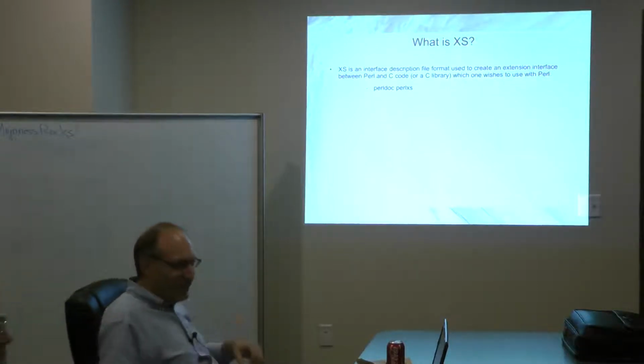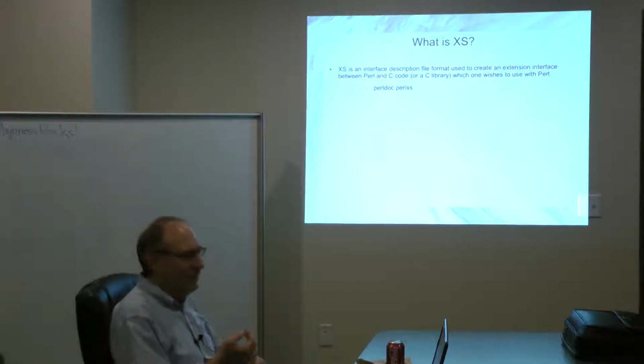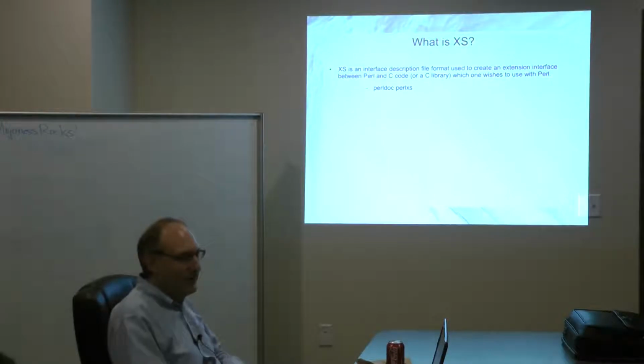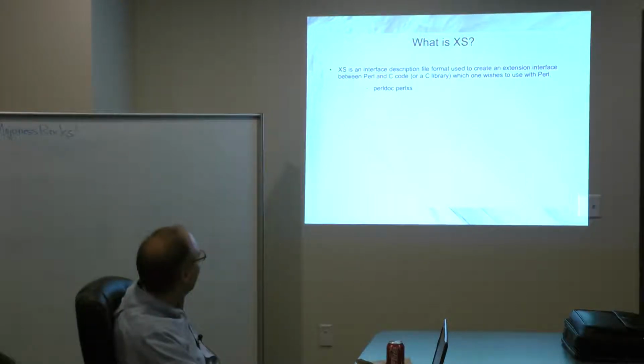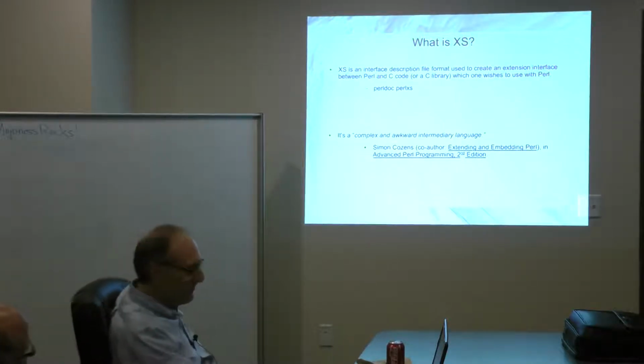And we're probably somewhat familiar with examples of Perl XS. List::Util, for example, on CPAN is an XS module almost entirely now. And XS has somewhat of a reputation. So this is what PerlDoc says about it. Here's what Simon Cozens says about it. It's a complex and awkward intermediary language.